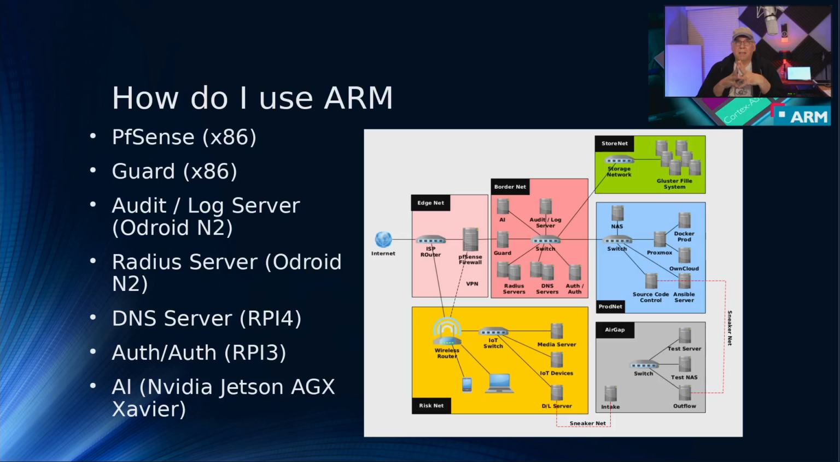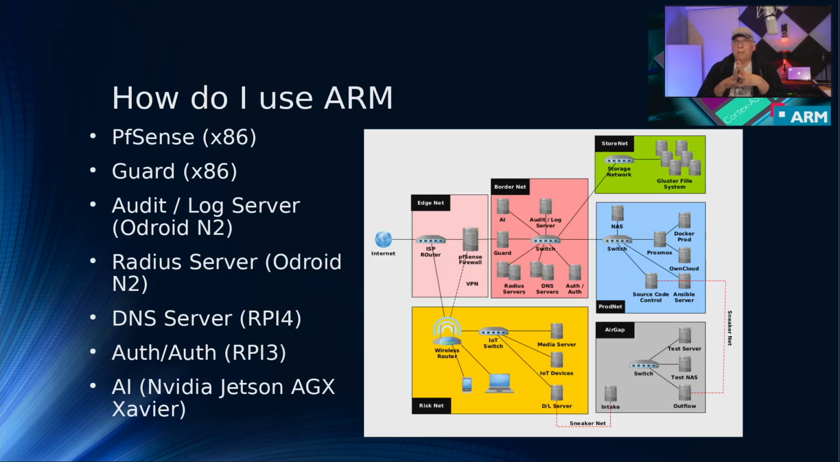The Guard is x86. Again, that is, I guess, a screening router basically, is what it is. It has a couple other features in it, but it's basically, for lack of anything better, a screening router. Audit log server, now that's a very oversimplification actually of what it does, but audit server, log server is an Odroid N2. Radius server, audit is an Odroid N2 as well. DNS server, RPI4, I have upgraded those.